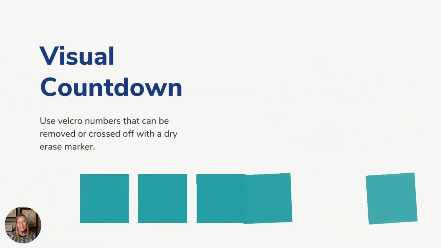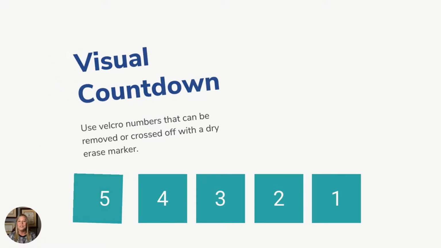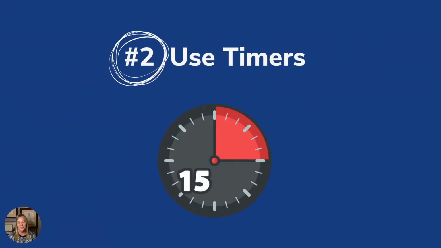And then finally, you could use a visual countdown that can be seen by all students. Numbers can be removed or crossed off as the time passes. For example, you can do this with Velcro and remove the number from the board, or you could just have it written on the board and cross it off with a dry erase marker. Now, let's move to tip number 2.